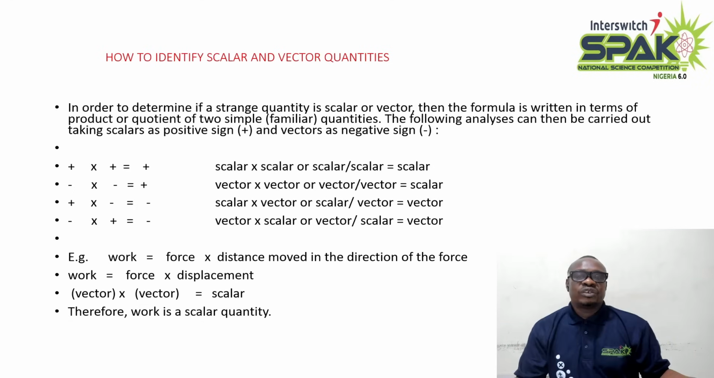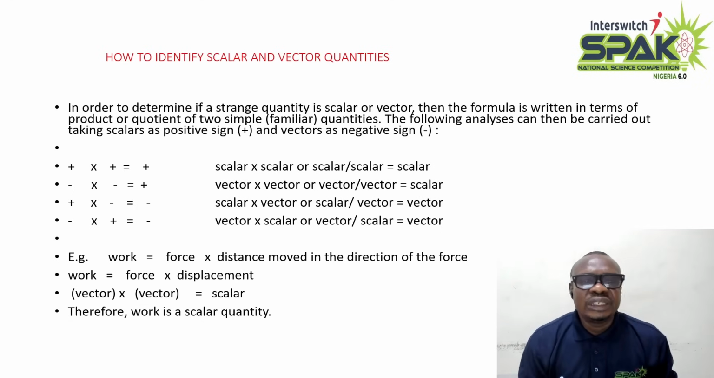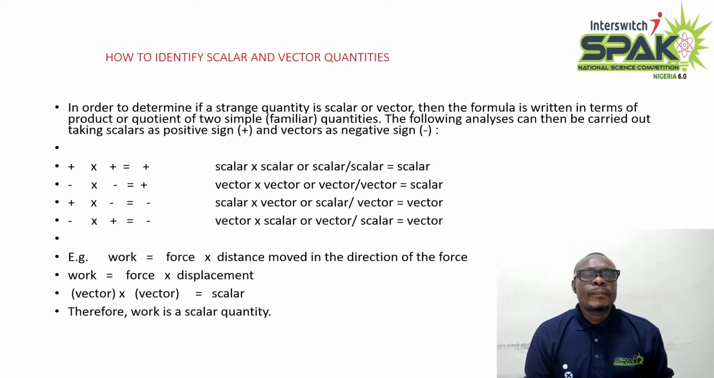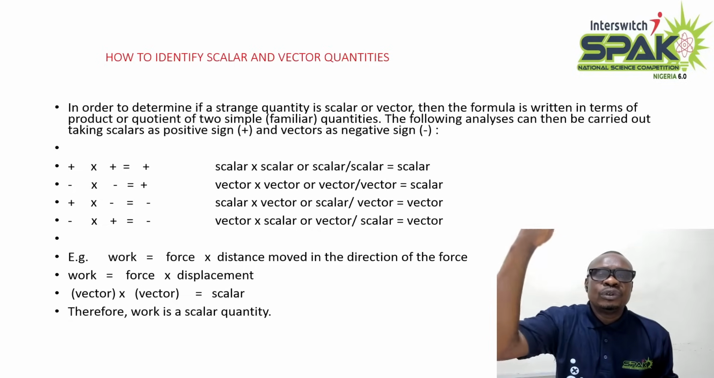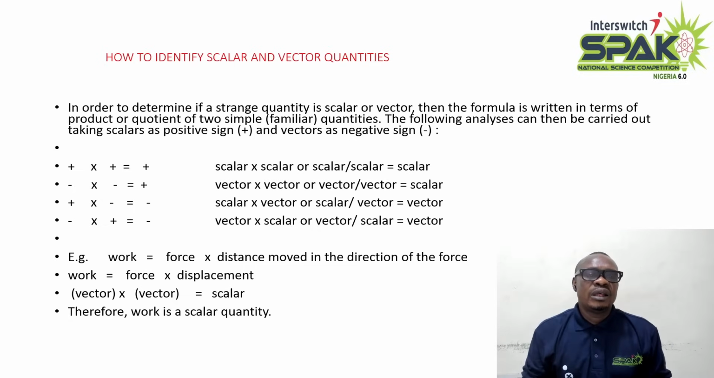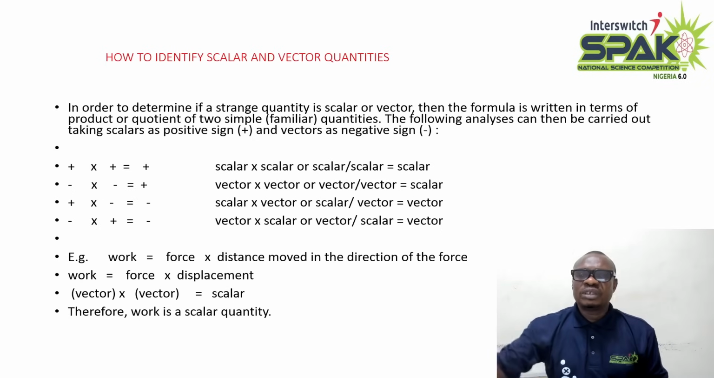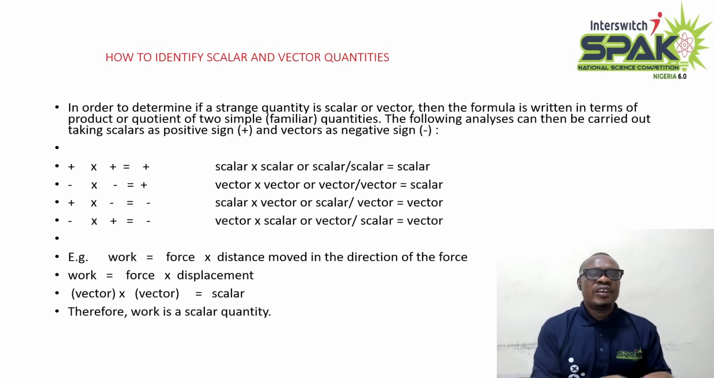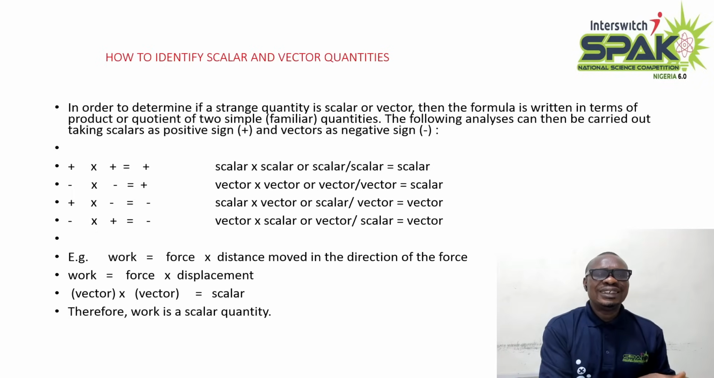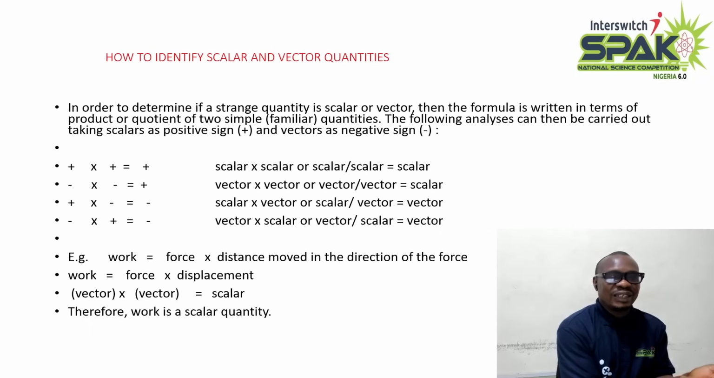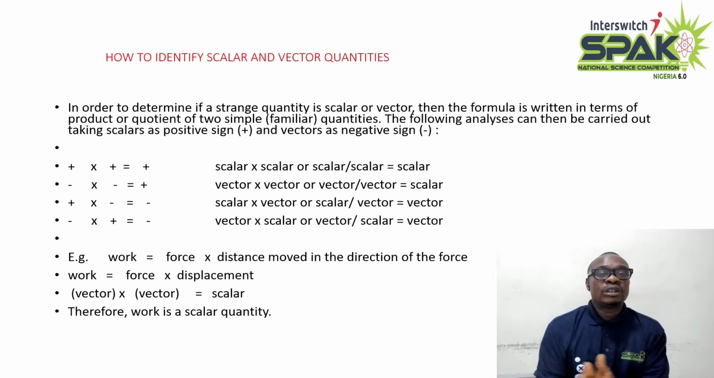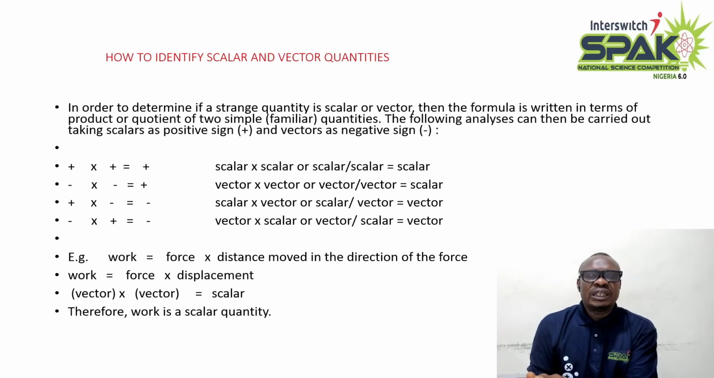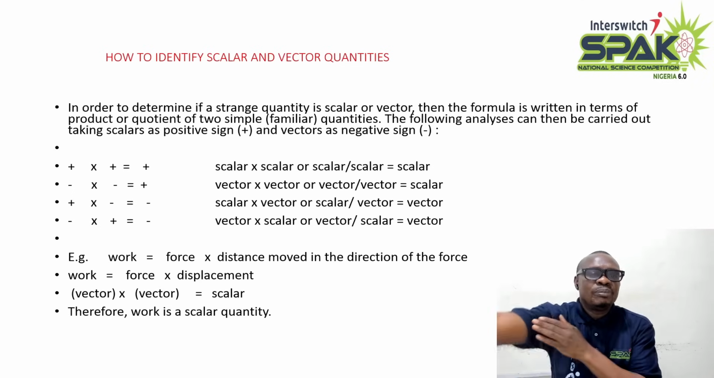Listen to this illustration. The boy walks 20 meters. Then the other illustration: the boy walks 20 meters towards the market. In the first case, I only mentioned the magnitude, the size, the amount of distance which the boy has walked, and that is 20 meters. But in the other illustration, I also included the direction which the boy was walking towards.